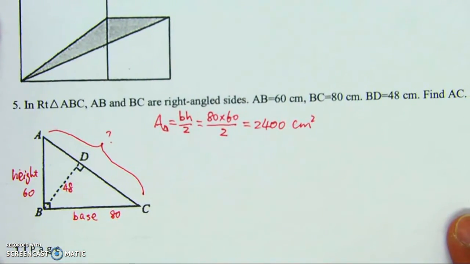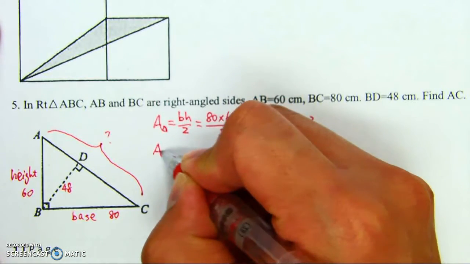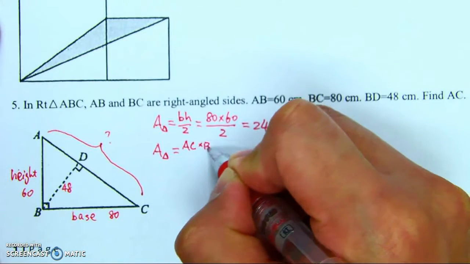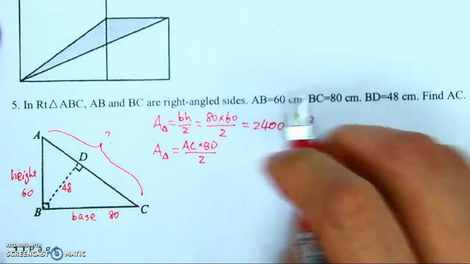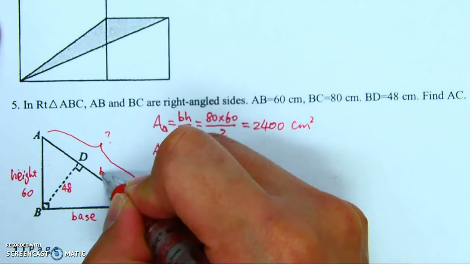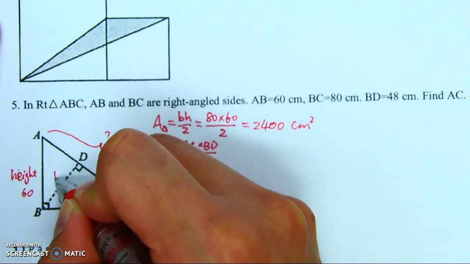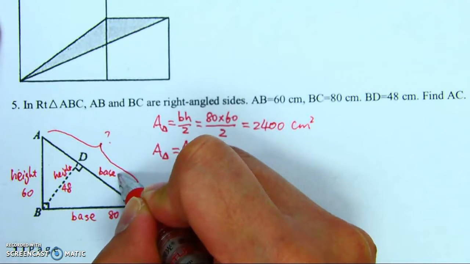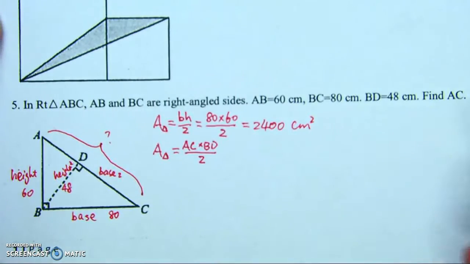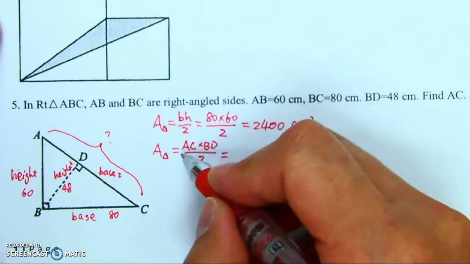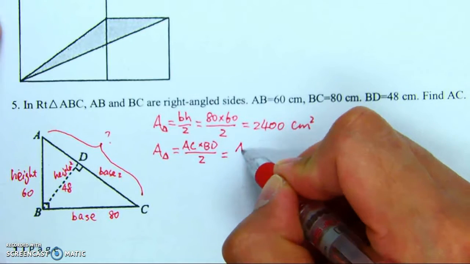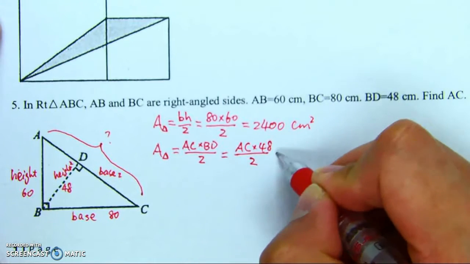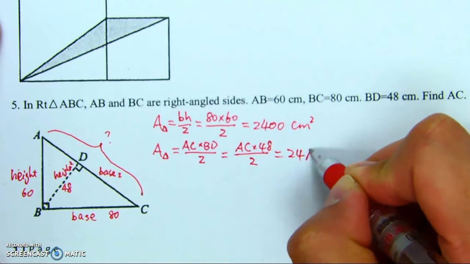Now, the area of the triangle also equals AC times BD, and then divide by 2, which means this is the base, this is the height. Okay, so that is a pair of base and height. We label that base 2, height 2. Now we just substitute AC. We don't know that, so we just put AC here. BD is 48, times 48, and then divide by 2. So equals 24 AC.